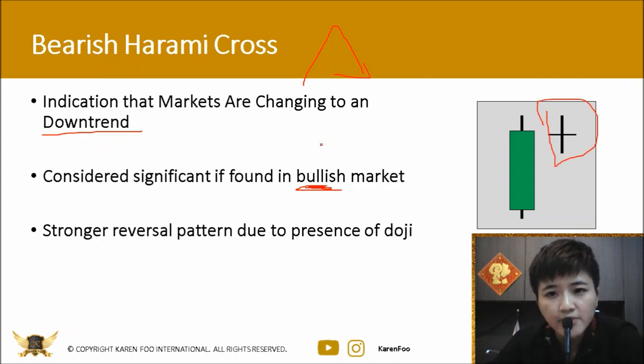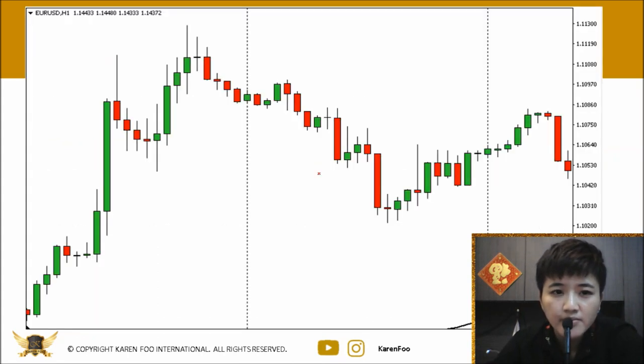Let's play another game of find the bearish harami cross again. Okay, where is it? Kind of obvious. I made it easy for you.